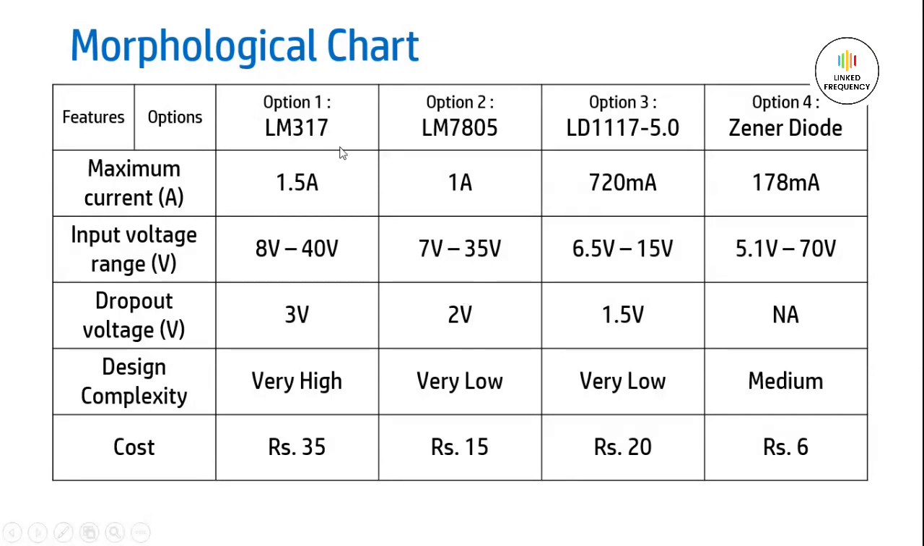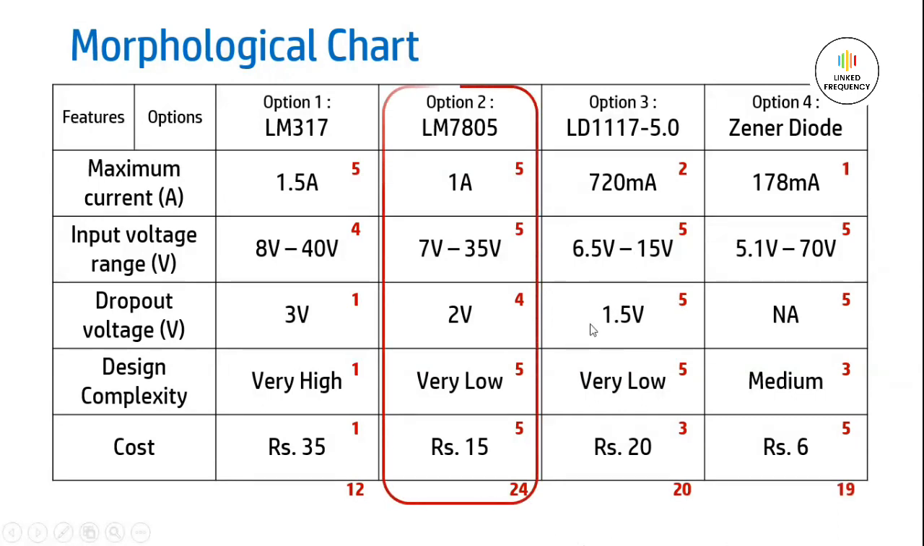First option, LM317 remains the same as it is a variable voltage regulator. Second one is LM7805 and the third one is LD1117 and the fourth one is Zener diode. If I fill the entire morphological chart by studying the individual datasheet, we will be having this kind of a morphological chart in front of us. Thereafter, we will be giving a proper rating to each feature in comparison with the previous or the next one. And then we will be adding a score for all those features for that particular option, and we will end up with the final score. If I compare all these 4 options, we will be having one option which is outperforming all the other 3. That is LM7805.